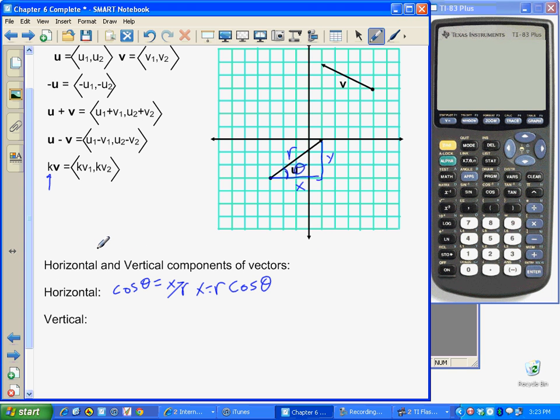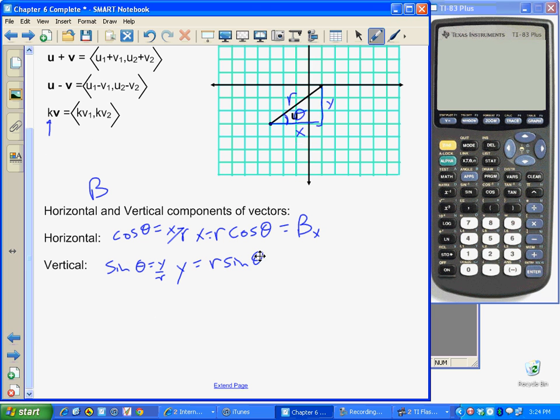Sometimes you'll see it as, if I have vector b, they'll say this equals bx, so the x component of vector b. The vertical component, I would say the sine of theta equals y over r. So that means y equals r sine theta. And this is usually what you're going to have to use to combine forces and things like that.